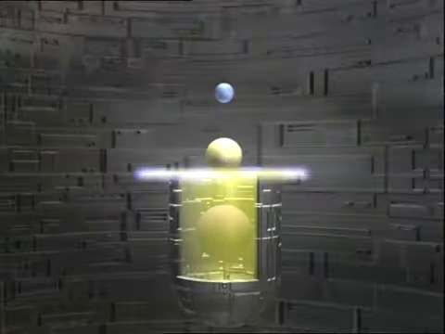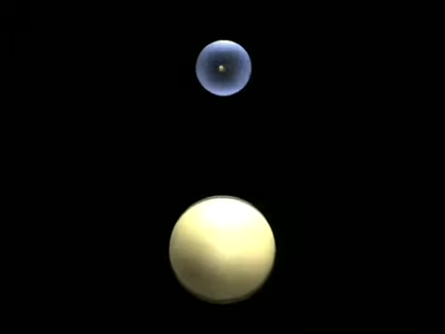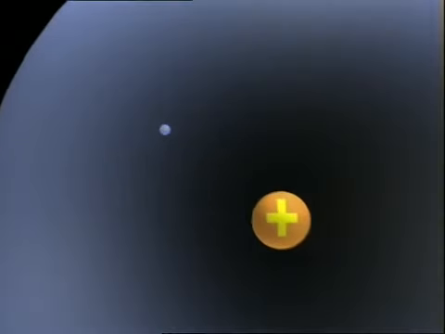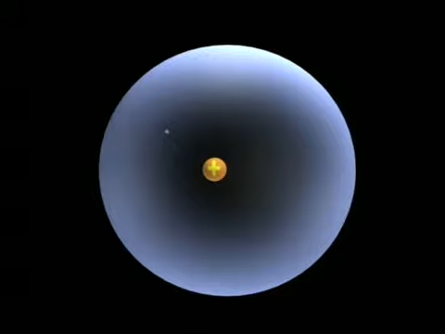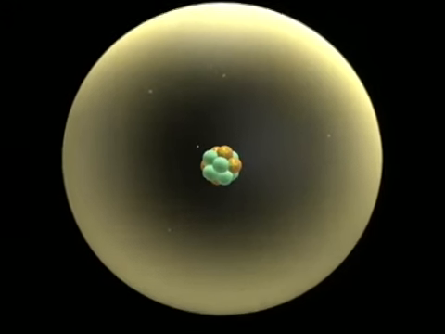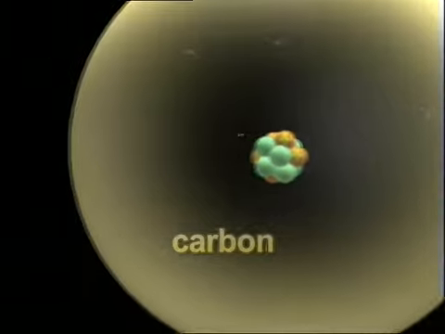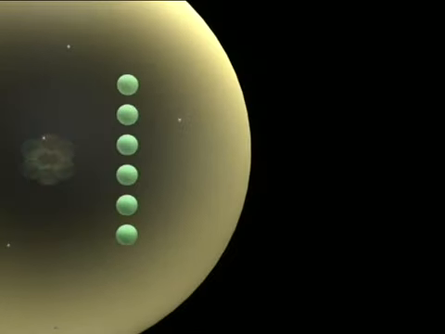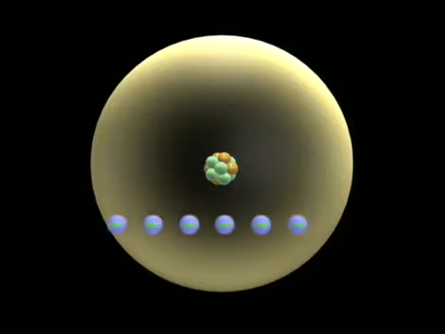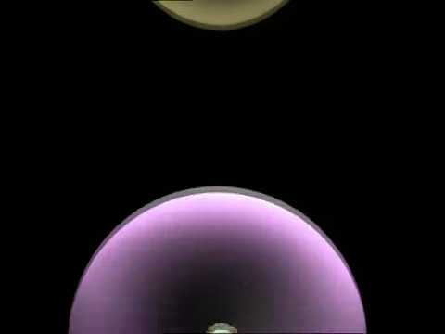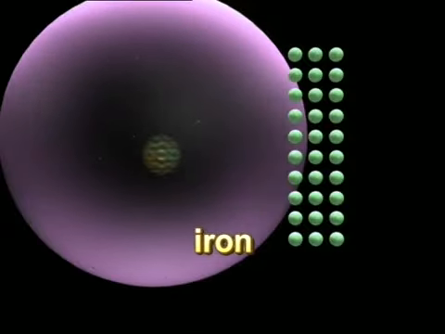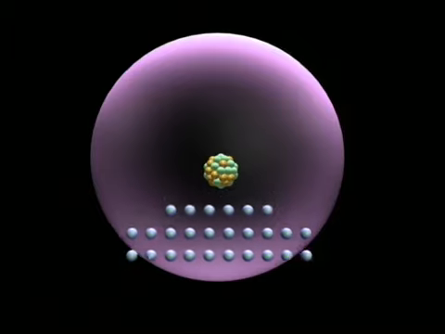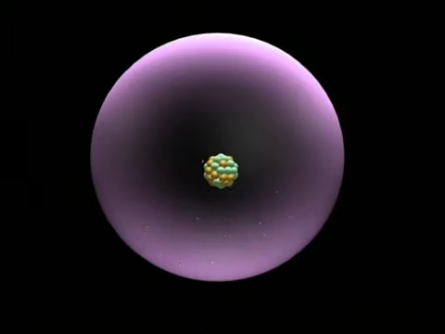The atoms of different elements are constructed differently. For example, in the hydrogen atom, there is just one electron, while the nucleus contains one proton and no neutrons. In the carbon atom, the nucleus contains 6 protons and 6 neutrons, and there are 6 electrons on the outside. In the iron atom, there are 26 protons and 30 neutrons in the nucleus, and 26 electrons on the outside.